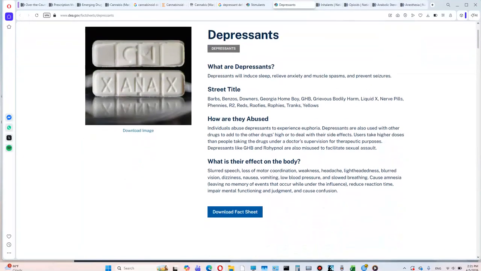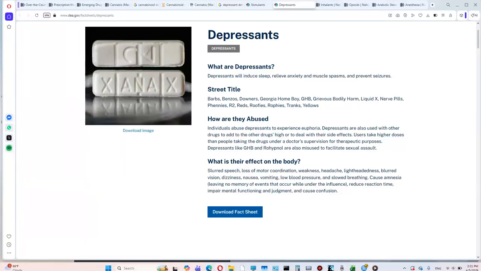How are they abused? Individuals abuse depressants to experience euphoria. Depressants are also used with other drugs to add to the other drugs' high or to deal with their side effects. Users take higher doses than people taking the drugs under a doctor's supervision for therapeutic purposes. Depressants like GHB and Rohypnol are also misused to facilitate sexual assault.